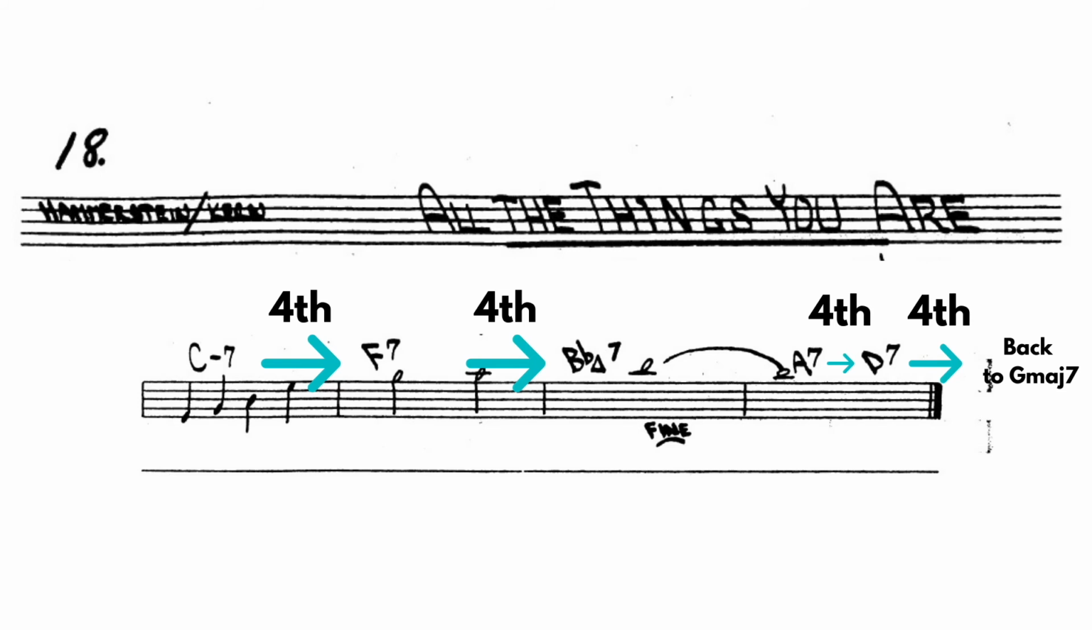From C to F, that's a fourth. From F to B flat, that's a fourth. And it goes to the turnaround. A to D, that's a fourth. And then D to G once again, that's a fourth. So it returns to the beginning of the song in fourths.